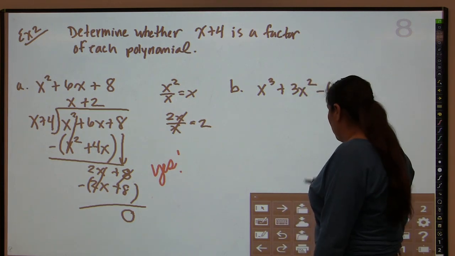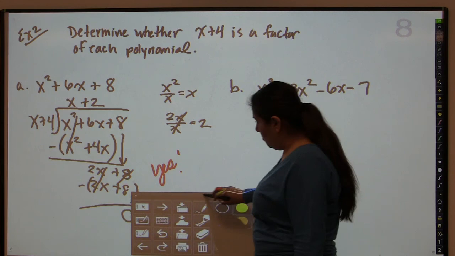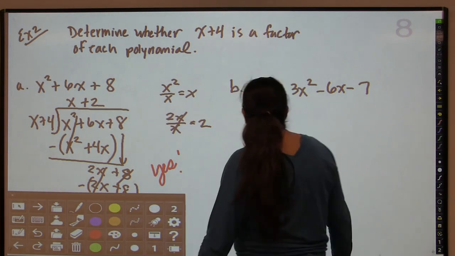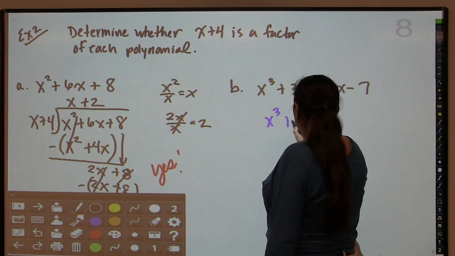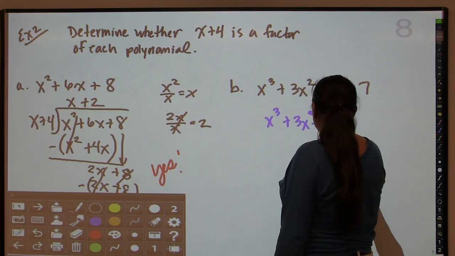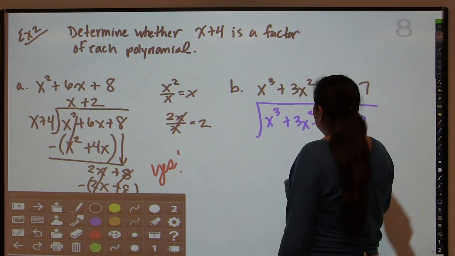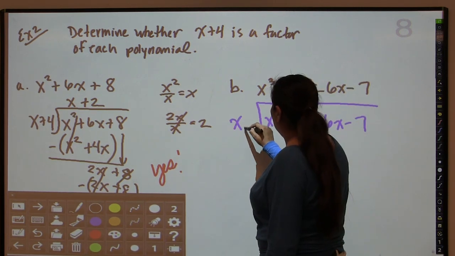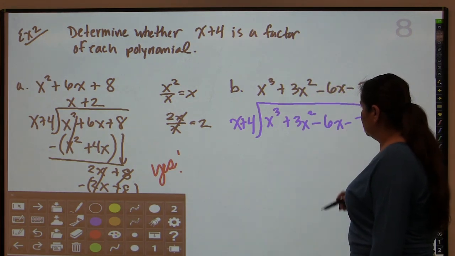Now let's try part B. And we'll move this guy over here to get out of my way. And again, we're going to use division. We're going to take x cubed plus 3x squared minus 6x minus 7, and we're going to divide by x plus 4. And you're going to have to pardon the closeness there.